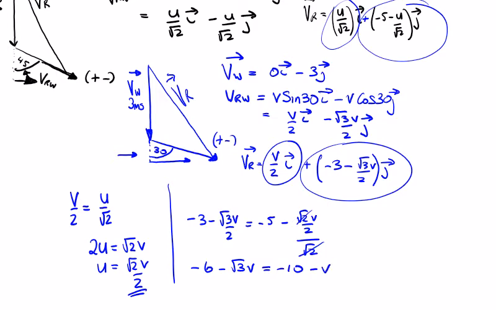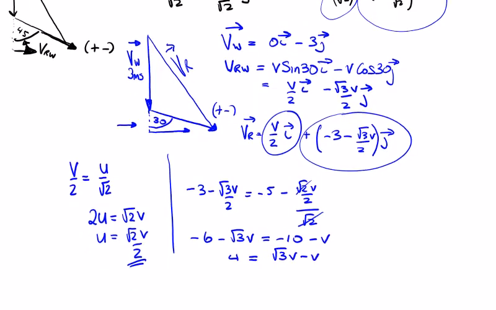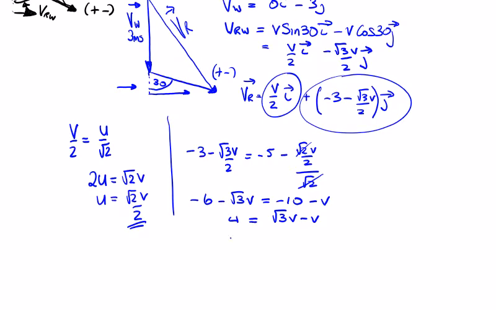So the root 3 v I'll bring to the right and I'll bring the 10 to the left. So 4 is equal to root 3 v minus v. So this will give me a solution for v. 4 is equal to v times root 3 minus 1. So v is equal to 4 over root 3 minus 1. Now we type this into a calculator. 4 divided by root 3 minus 1 gives 5.46. And how will that help me?